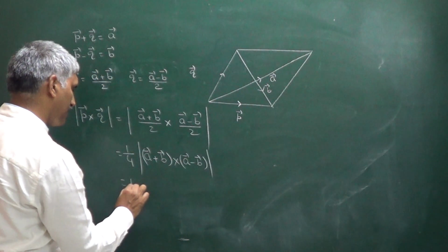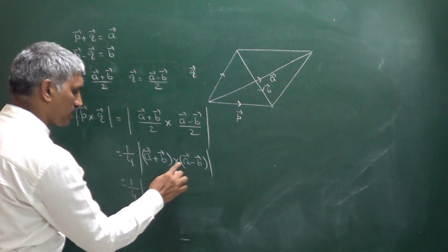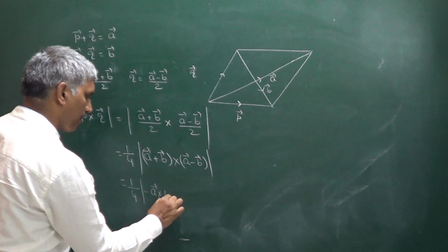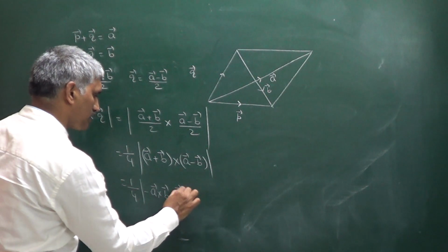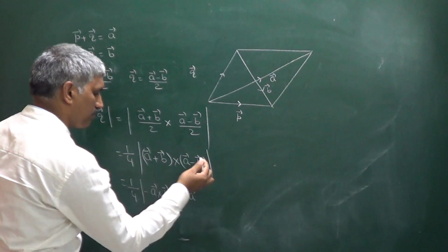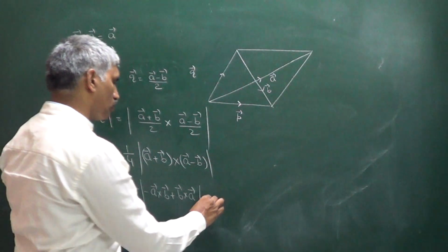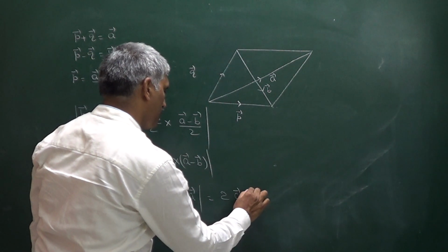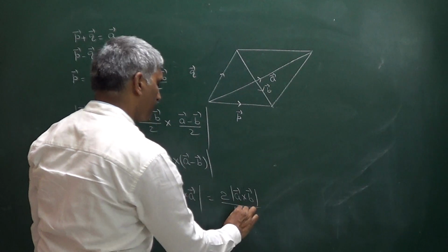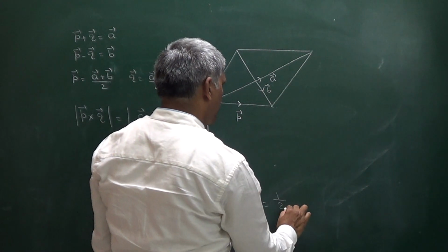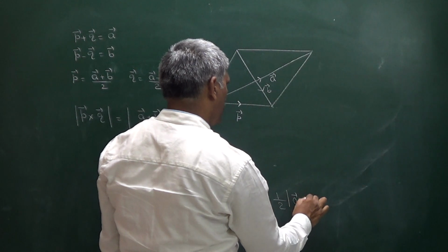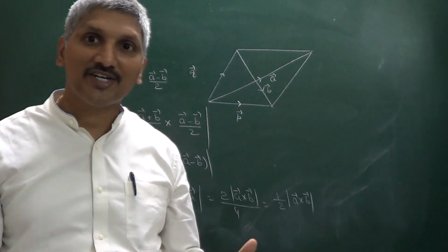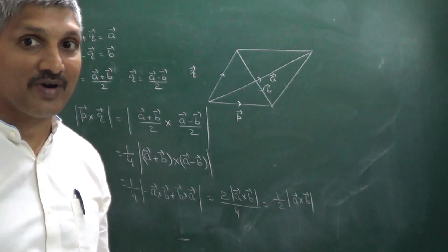Now again this we can write as 1 by 4 into A bar cross A bar, which is 0 bar, minus A bar cross B bar, next plus B bar cross A bar, next minus B bar cross B bar. So in total it becomes 2 times A bar cross B bar in magnitude divided by 4, that is equal to 1 by 2 into magnitude of A bar cross B bar. So magnitude of A bar cross B bar divided by 2 is the area of the parallelogram.